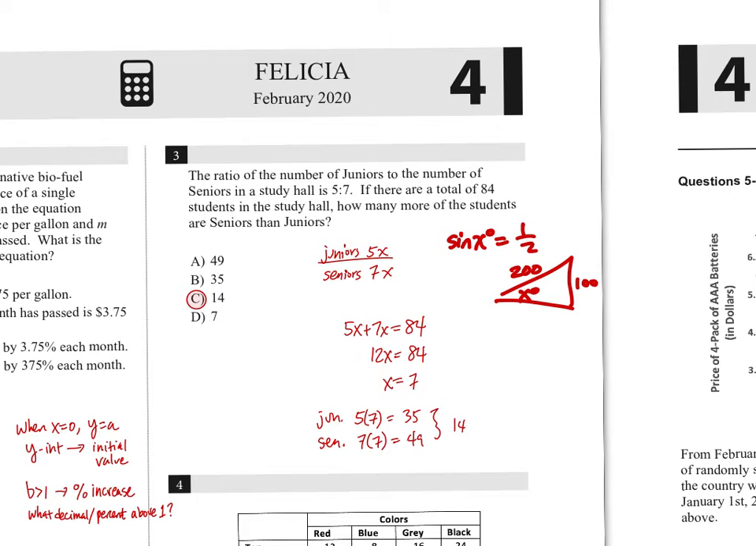So 5x plus 7x is going to equal the 84 total students. We'll then find out what the multiplier is, and then we're able to go back and plug in to find out the true number of juniors and seniors. And they're asking for how many more, so we have to just take the difference between those two values. So 49 minus 35 is 14.